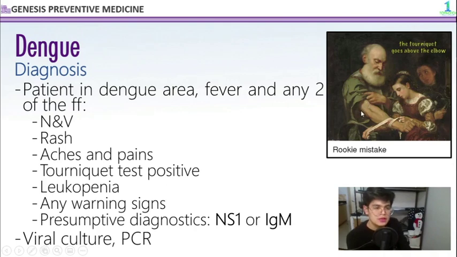So, you tourniquet there for 5 minutes, and after 5 minutes, if there is a formation of 20 petechial lesions in a 1 by 1 inch area, that is considered a positive tourniquet test. And this is evidence of deranged bleeding parameters because of the affectation of the platelets in the dengue disease process.